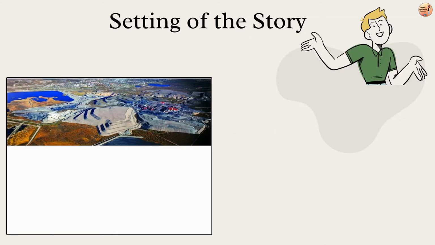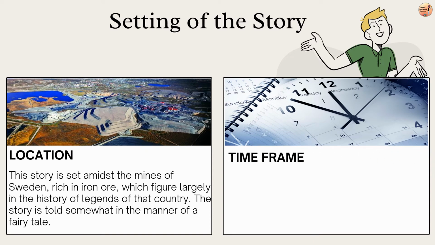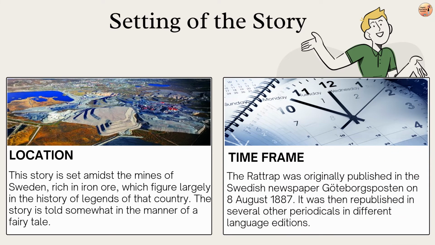Setting of the story, location. This story is set amidst the mines of Sweden, rich in iron ore, which figure largely in the history and legends of that country. The story Rattrap is told somewhat in the manner of a fairy tale. Time frame. The Rattrap was originally published in the Swedish newspaper Gothenburgs Posten on 8 August 1887. It was then republished in several other periodicals in different language editions.